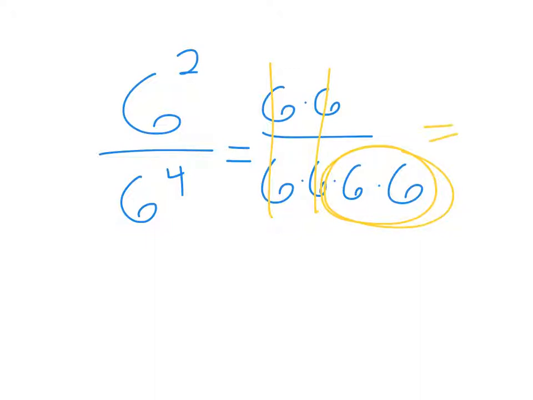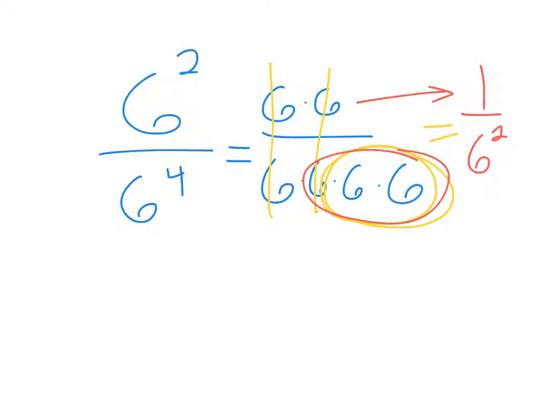So my answer is just going to be 1 over 6 to the 2nd power. Another way to think about this is that there's nothing on the top, so we'll just call it 1, and the two 6's ended up on the bottom, so there's 6 to the 2nd power down there on the denominator.